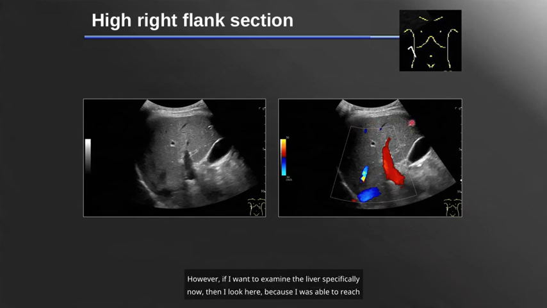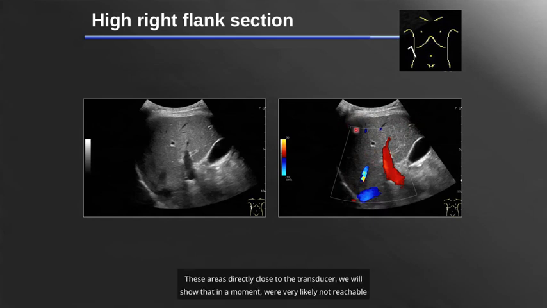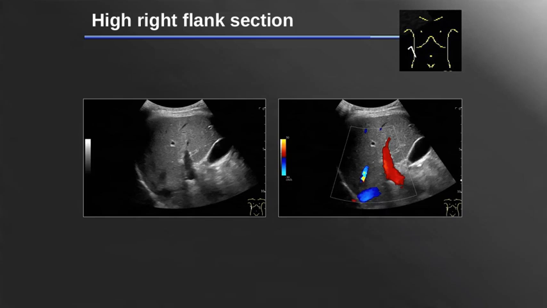However, if I want to examine the liver specifically now, then I look here because I was able to reach these areas from other positions. These areas directly close to the transducer, we will show that in a moment, were very likely not reachable before with the other positioning and breathing maneuvers. So these are the high intercostal subphrenic segments that are at stake, which we need to supplement with this section.